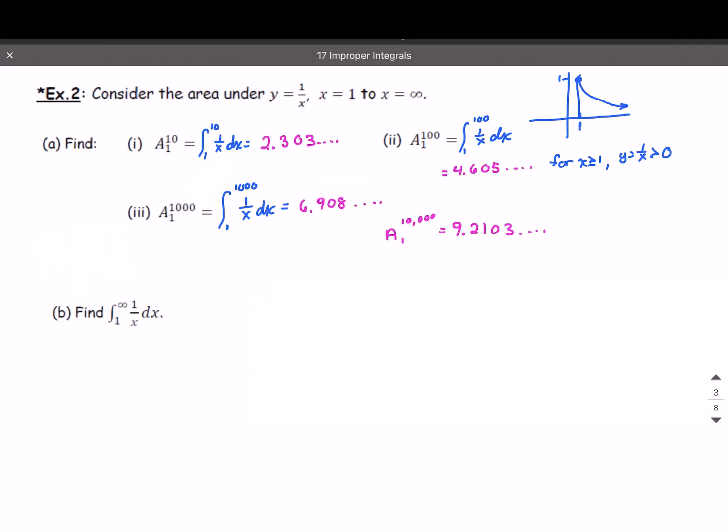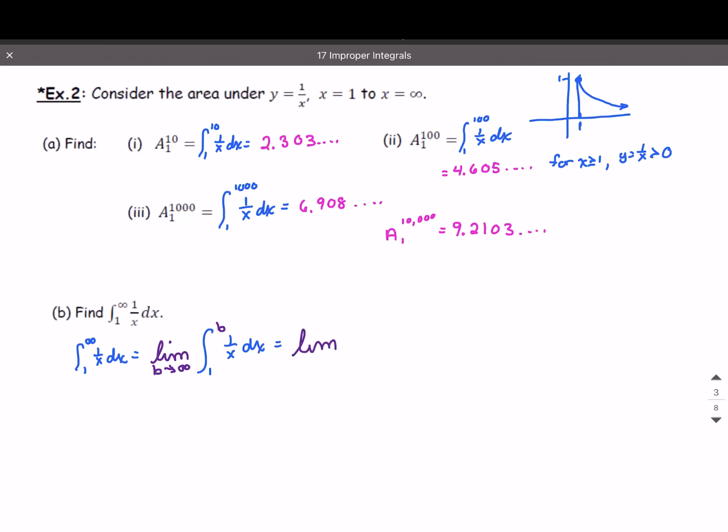Well, these numbers are not very similar at all. They do not seem to be leveling off. They seem to be increasing. Let's take a look and see what happens when we look at it analytically. So this integral from 1 to infinity of 1 over x dx will be the limit as b approaches infinity, or gets large without bound, of the integral from 1 to b this time of 1 over x dx.